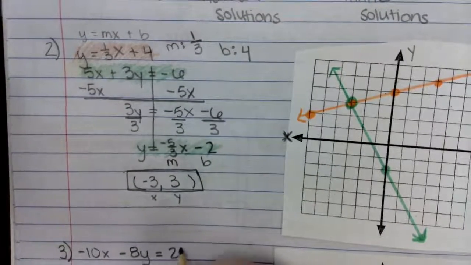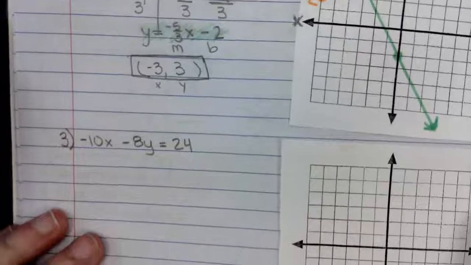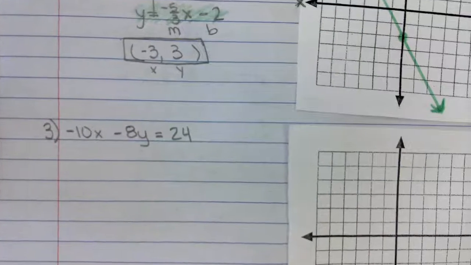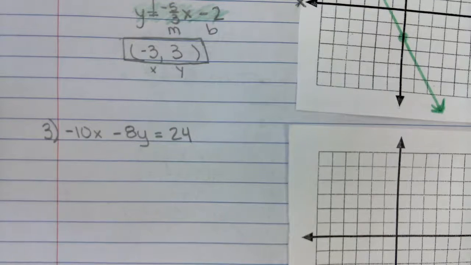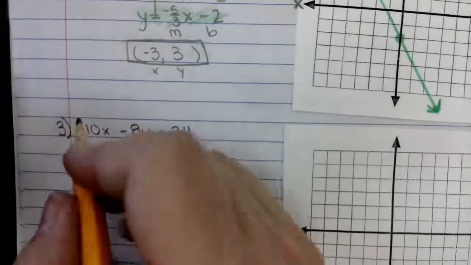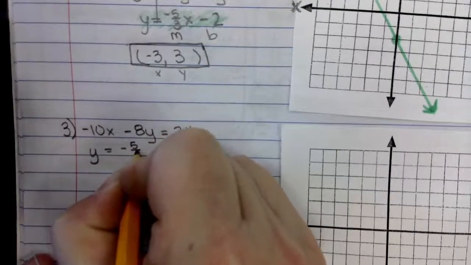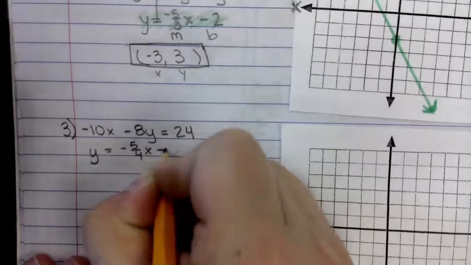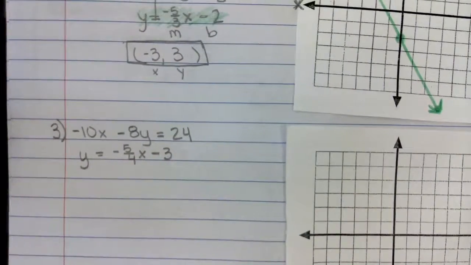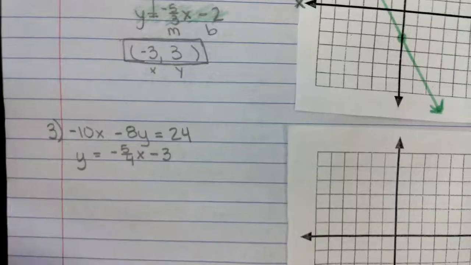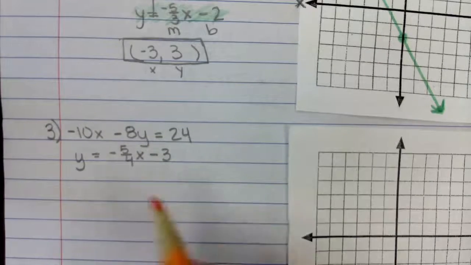And then our second equation is y equals negative 5/4 x minus 3. So when I graph, I like to color code. That way I know which one is which. I'm going to do the top one orange again and the bottom one green.